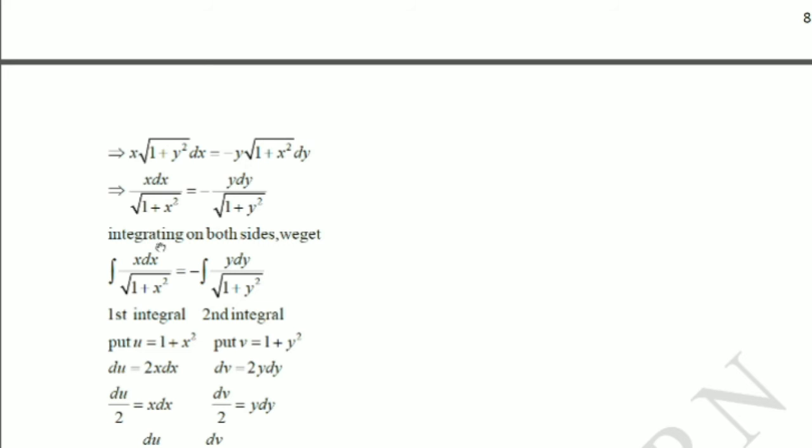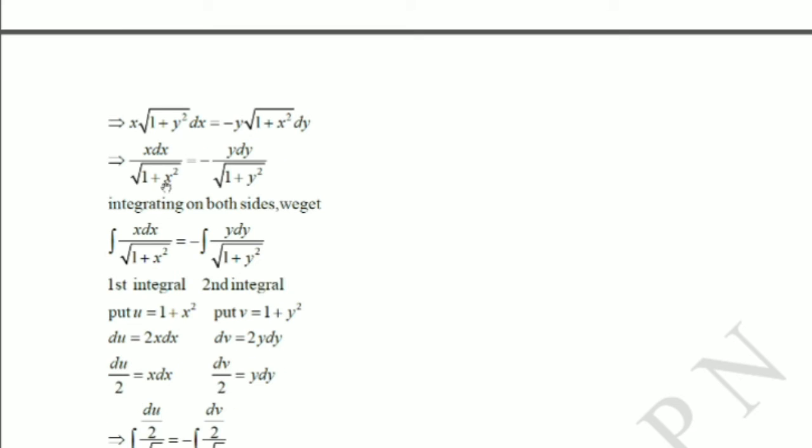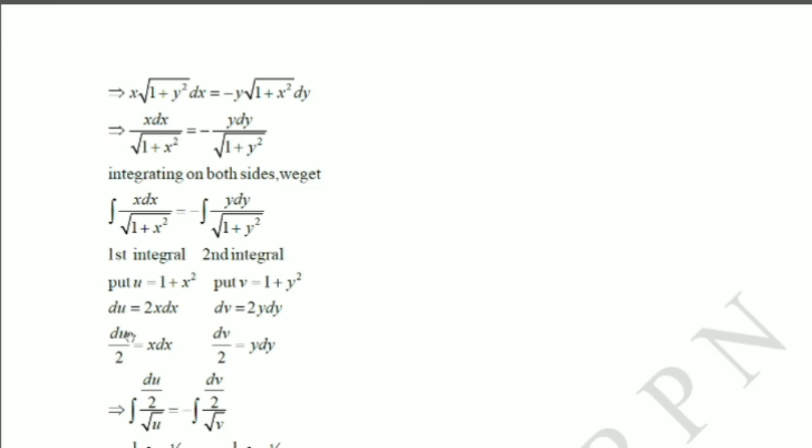Now in the first integral, the derivative of x square is 2x, so x will come. That's why I'll use the substitution method. Let me take this 1 plus x square as some u. Then differentiate this. You will get du is equal to the derivative of 1, which is 0, plus the derivative of x square, which is 2x into dx.